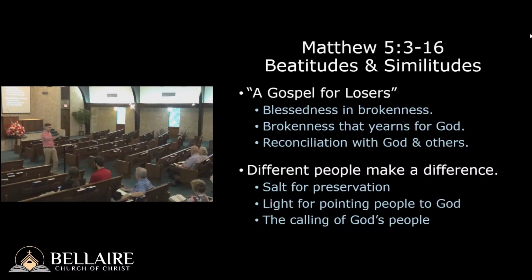Real quick, any comments or questions about anything through verse 16? The shortest covering of the Beatitudes in your life, probably. But any quick comments or questions about it? Cool.